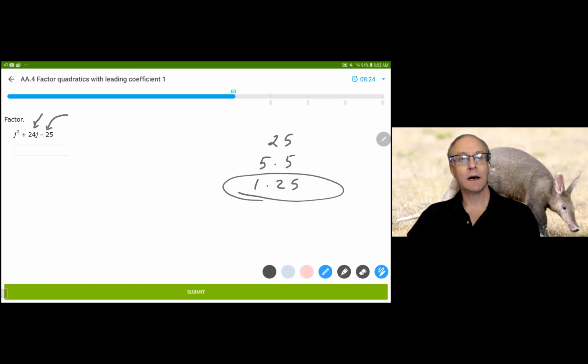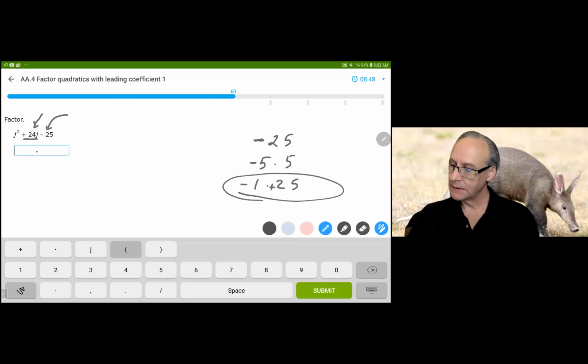The sign of the larger must have been positive, because notice that the positive 24 won, didn't it? So that means that that is a positive 25 and a negative 1, which gives us our negative 25. If I had used 5 and negative 5, I would have gotten a 0 in the middle, and I would have gotten that special difference of squares. So this is going to be (j plus 25) and our (j minus 1), isn't it?